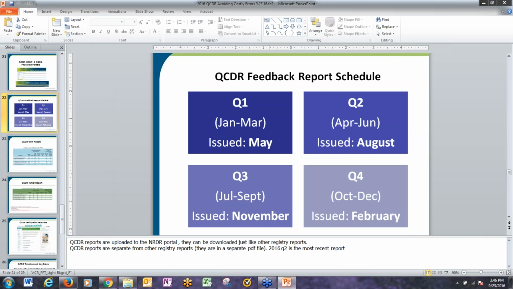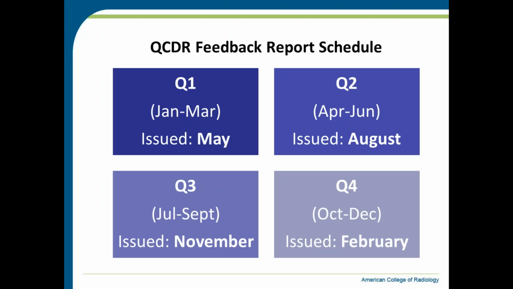Let's change this back to the view. So it's important to note the physician portal is one avenue where you can view your QCDR performance. You can look at what measures your doctor has been submitting exams for, but we also do quarterly feedback reports. Our next feedback report is Q3, and it will be issued in November, and that's for the data collection period of July through September.